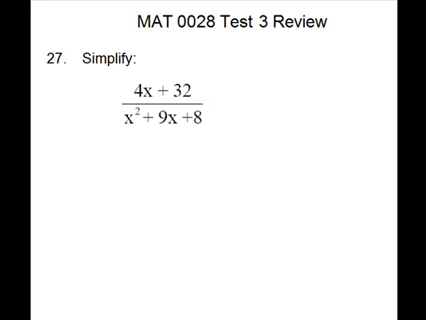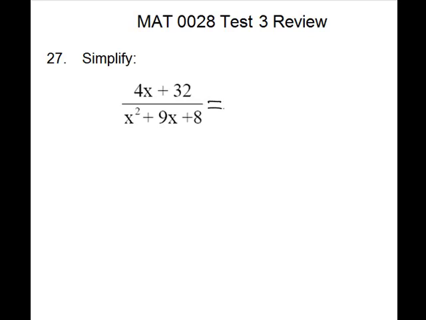MAT 0028 Test 3 Review Part 5. Number 27, we're going to simplify. We have a rational expression, or a fraction with letters. So to simplify it or reduce it, we have to factor first. You need products to be able to reduce.